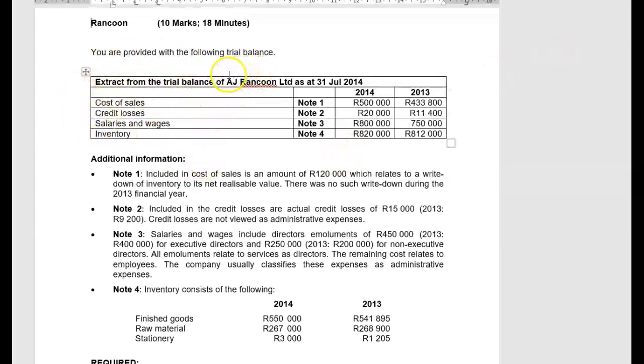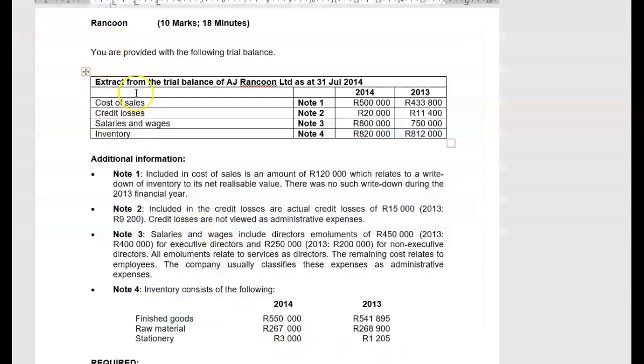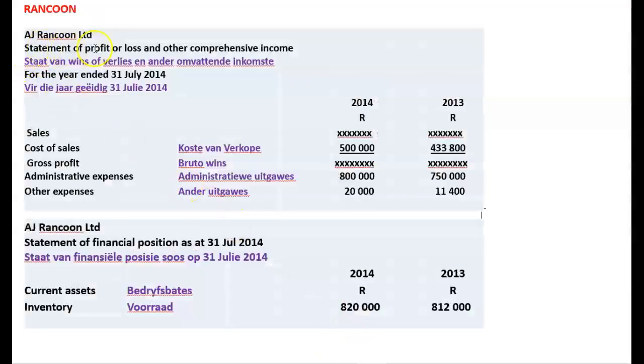Now, the first thing that you should know is the name of the entity will be on a separate line. So AJ Rancoon Limited. And the second thing then is we're going to put the heading of the statement that we're busy with underneath the name of the entity. And we're going to do the statement of profit or loss and other comprehensive income first. Statement of profit or loss and other comprehensive income for the year ended 31 July 2014.